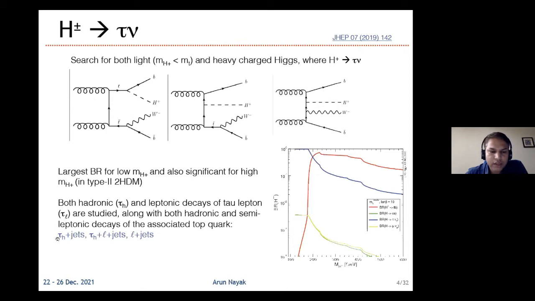Say tau H, where tau H means the tau decays to hadrons, plus jets; or hadronic tau plus lepton plus jets, where this lepton comes from the decay of the W; or you have lepton plus jets, where you have multiple leptons coming from the W as well as from the charged Higgs through the decay of the tau lepton. So the tau lepton decays to a lepton as well.